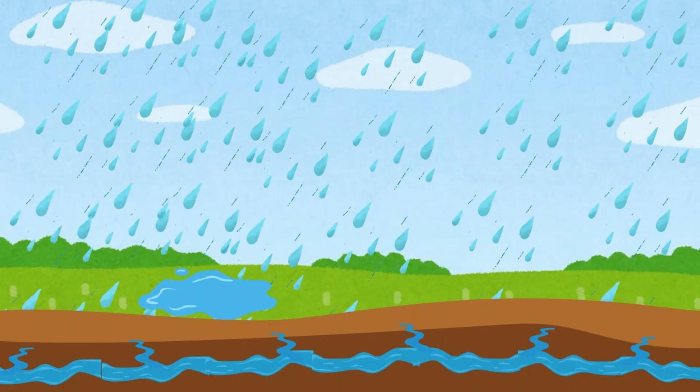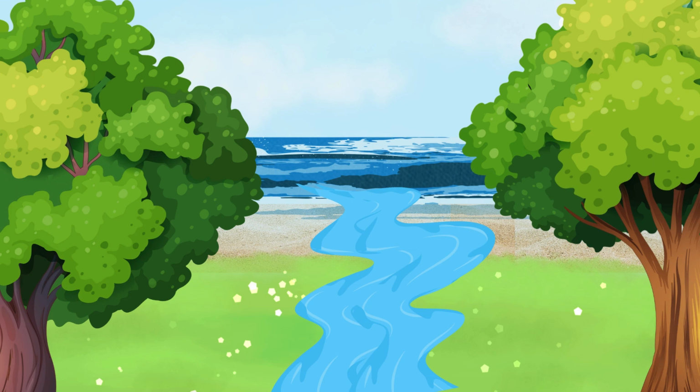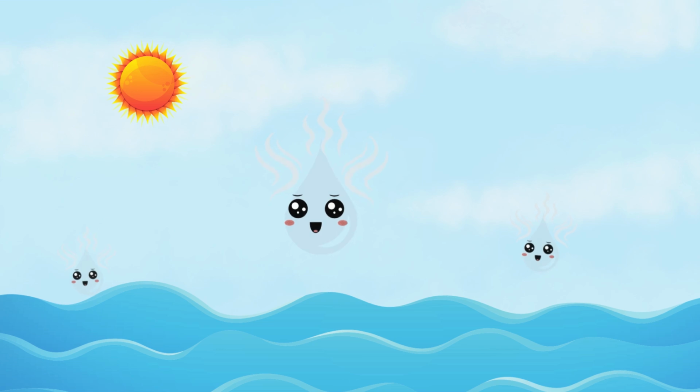But don't worry, the journey isn't over. The water that's soaked into the ground slowly moves back to rivers and oceans. This is called runoff, and the cycle begins all over again.